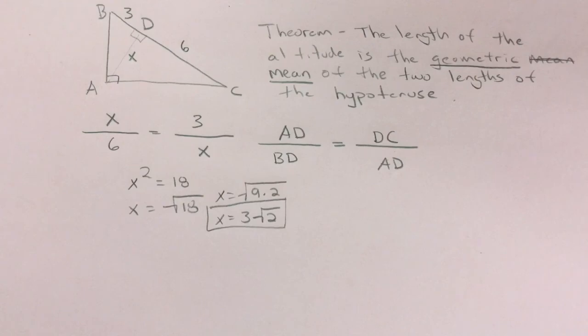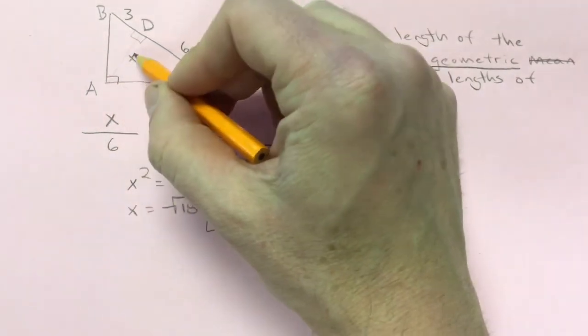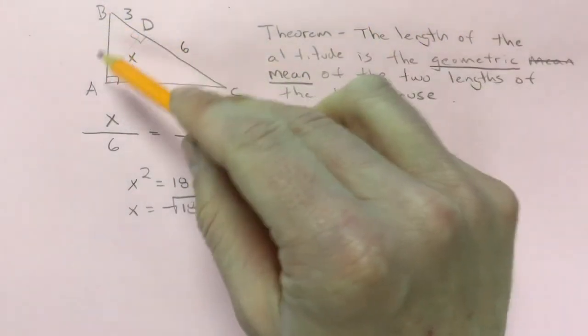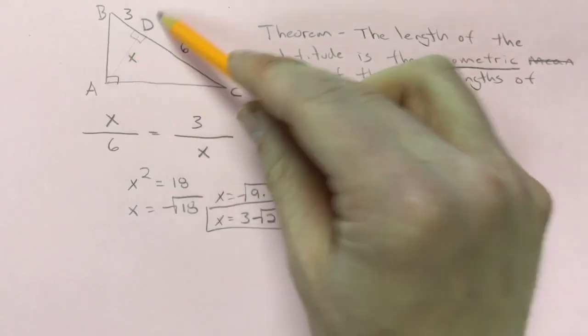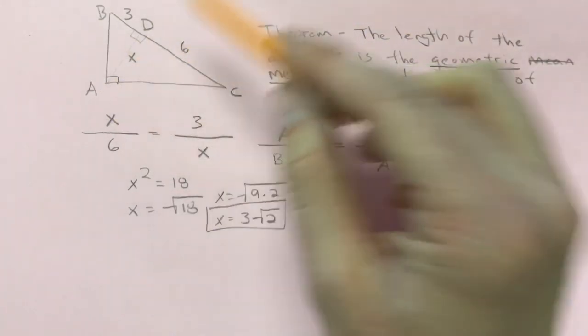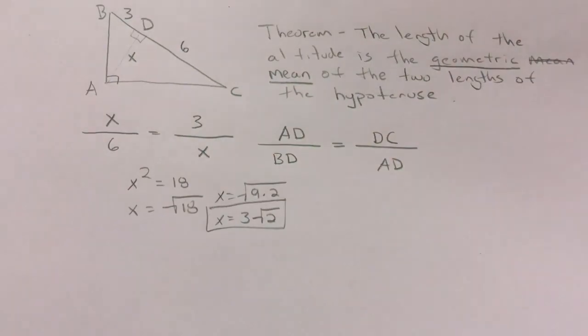So today when you're doing your problems, you're going to have this situation over and over again: the whole thing with the right triangle and the altitude going to the hypotenuse. If the altitude is mentioned, they're probably steering you towards this theorem.